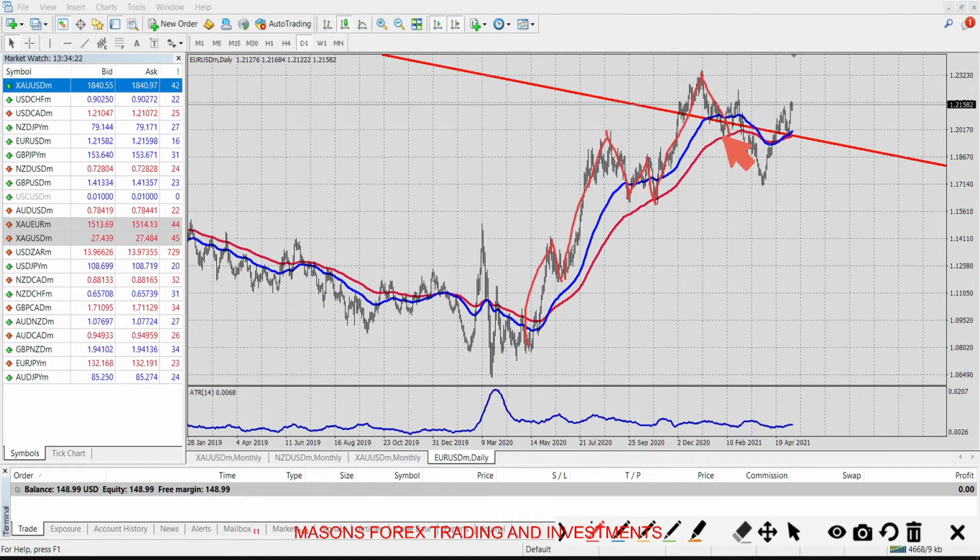retraced a bit, pushed up higher, and we retraced, and now we pushed up higher, we retraced, and at this point we seem to be going higher.